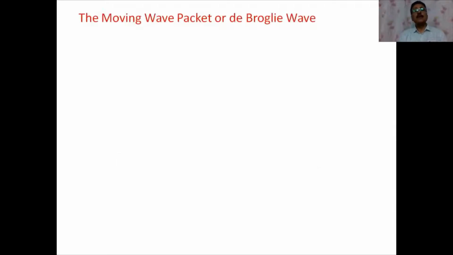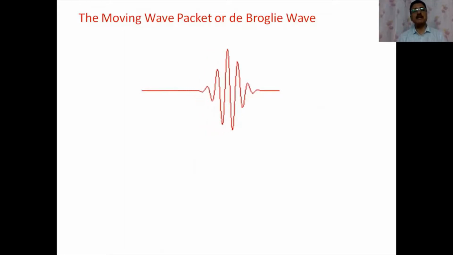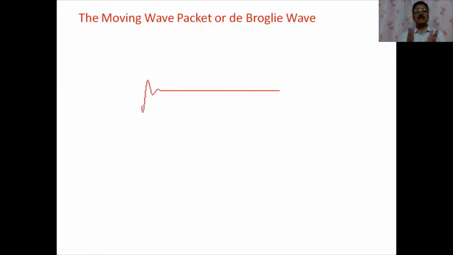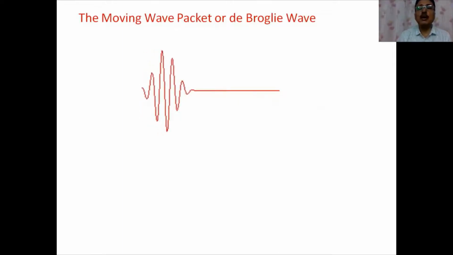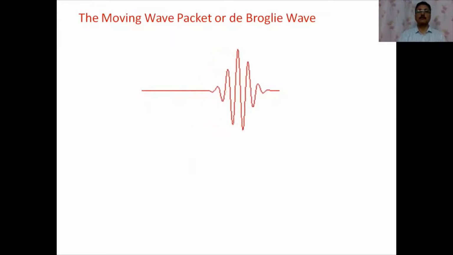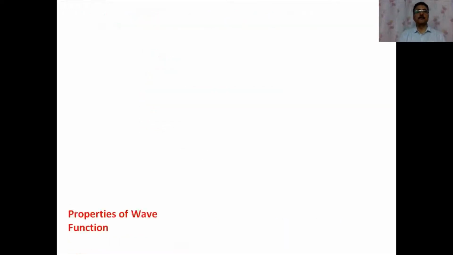Now, the moving wave packet or the de Broglie wave. Here you can see an animated picture of the de Broglie wave. You can see the group is moving as such. So this is the moving wave packet or the de Broglie wave associated with a moving particle, a typical one. Now this is the link I have given, courtesy to them.